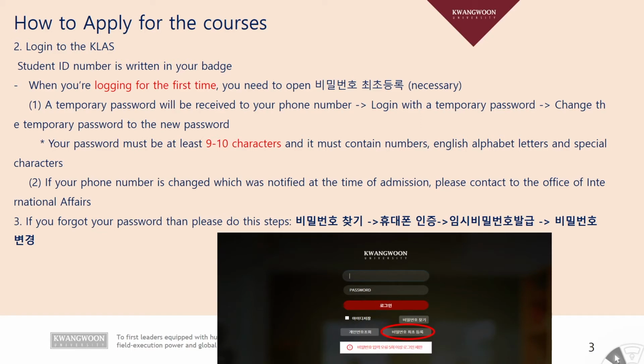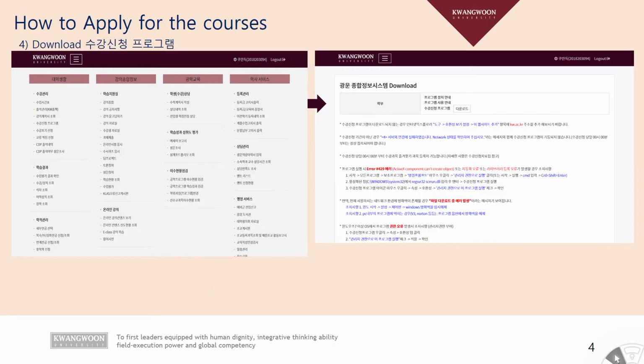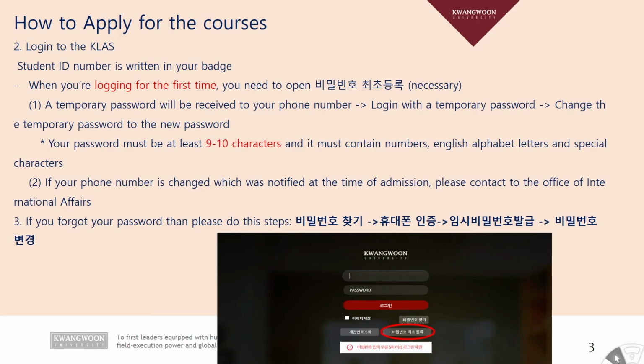Next, if you're logging in to Klas for the first time, you need to register a password. So in order to register a password, you go to Klas, and you can see the login page. In the login page on the bottom right, you can see the password registration button. Click there, and you can enter the details and register a new password.